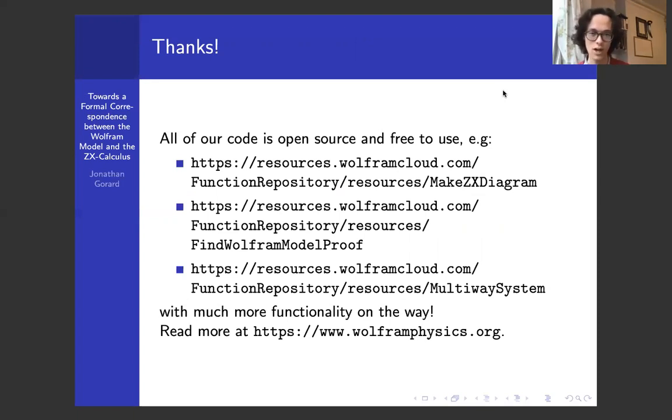You know, we have code for generating ZX diagrams. We have code for doing automated reasoning over quantum circuits. We have code for generating arbitrary multiway systems and analyzing their causal structure, all of that kind of stuff. So if you want to have a play around with some of the things that I've shown here, you can go and do that.